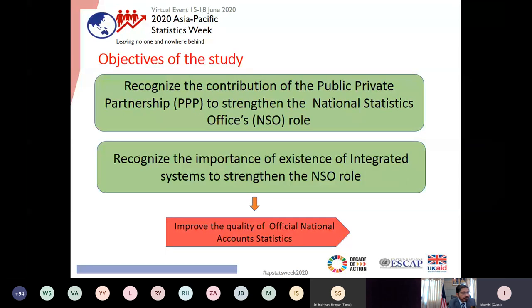The objectives of the study. There are two objectives. The first one is to recognize the contribution of the public-private partnership to strengthen the National Statistics Office's role.